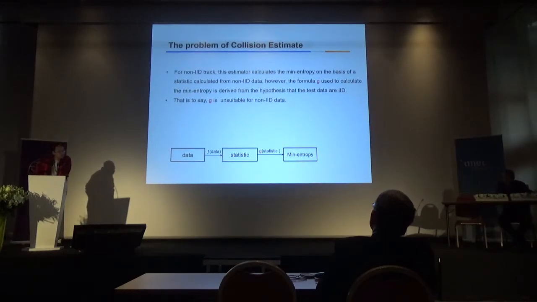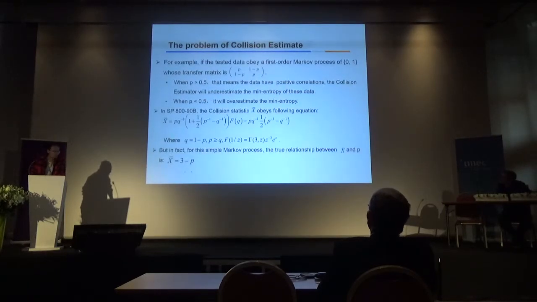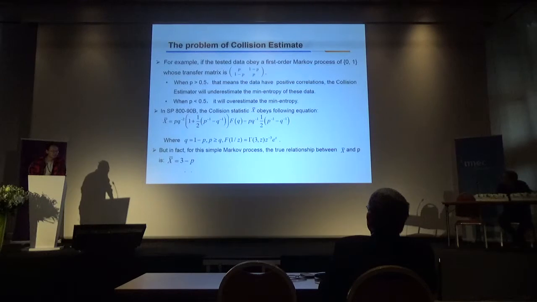Here is a problem. For the non-IID track, this estimator calculates the min-entropy on the basis of a statistic calculated from non-IID data. However, the formula G used to calculate the min-entropy is derived from the hypothesis that the tested data are IID. That is to say, G is unsuitable for non-IID data. And we provide a simple example to show how the collision estimate underestimates the min-entropy.